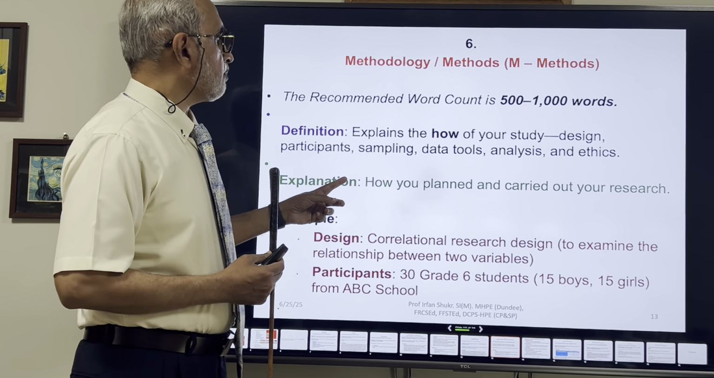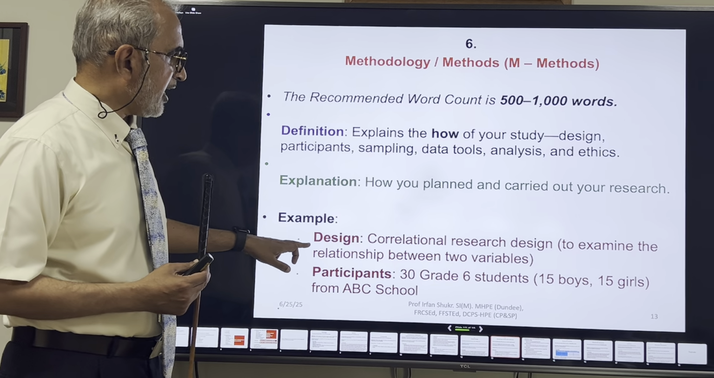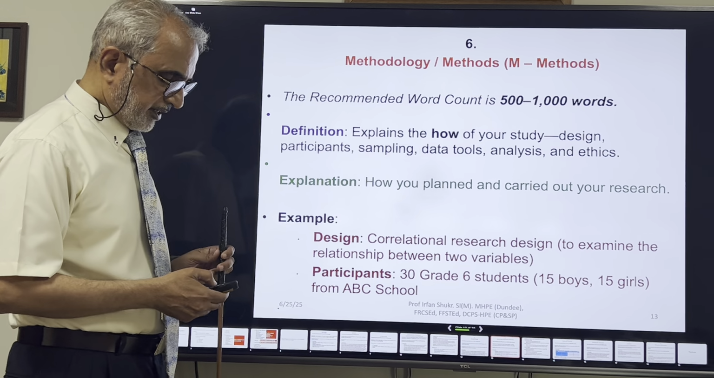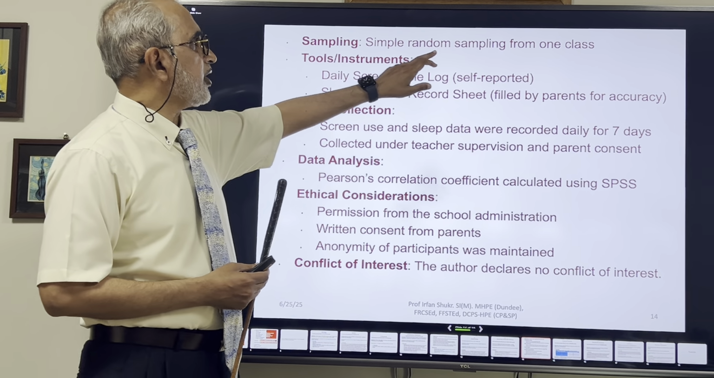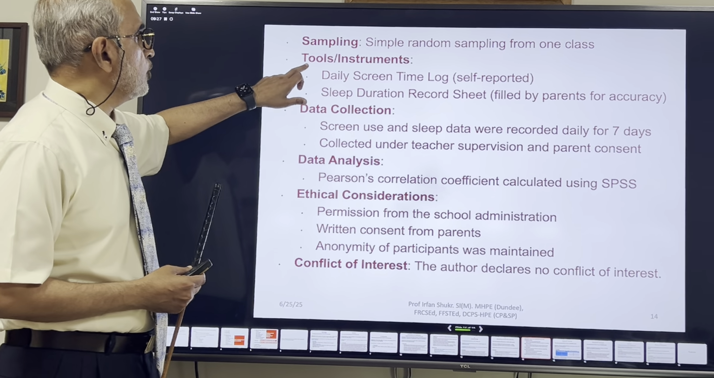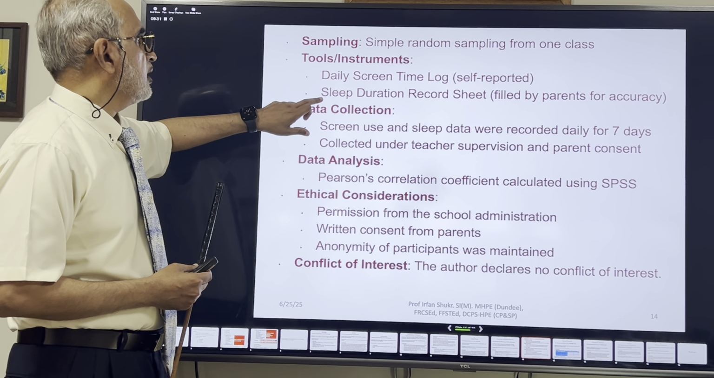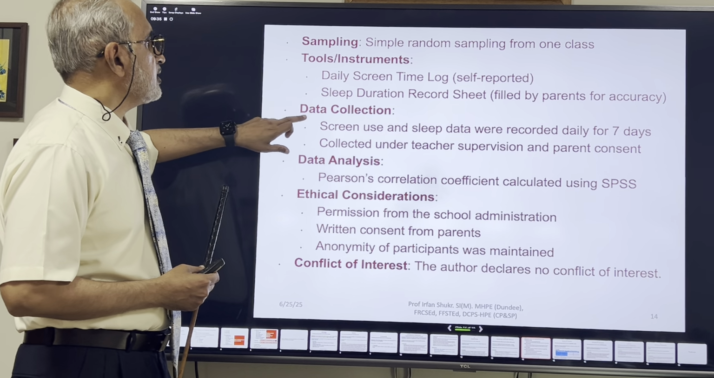Explanation is how you planned and carried out your research. In our example, design was correlational research. Participants were 30 grade 6 students. Sampling was simple random sampling from one class. Tool used was a daily screen time log, which was self-reported, and a sleep duration record sheet filled by parents for accuracy.